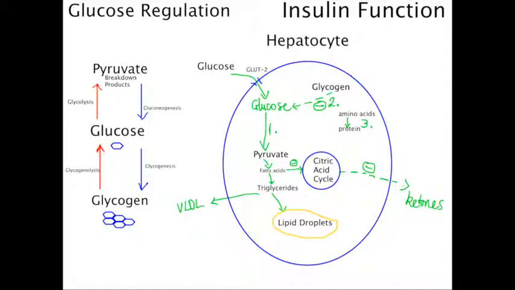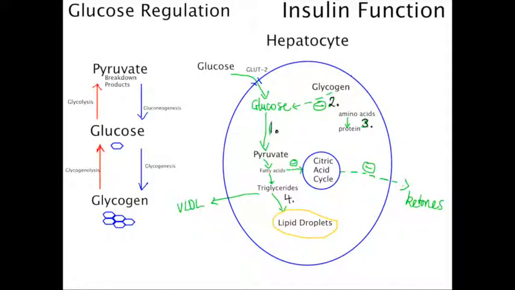So our four main functions of insulin in the hepatocyte, just to revise there, is glycolysis. We have one here. We have decreased glycogenolysis over here. That's 2. We have protein synthesis, amino acids, 3. And we have the formation of triglycerides and storage, fat synthesis here, which is 4.